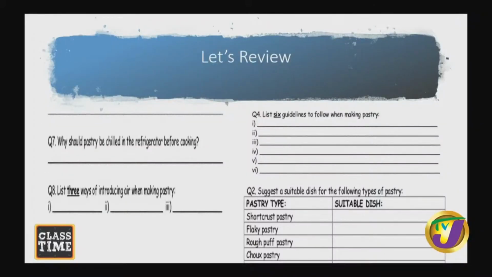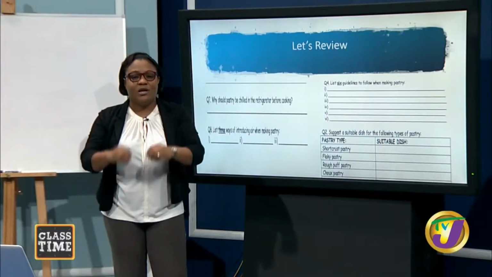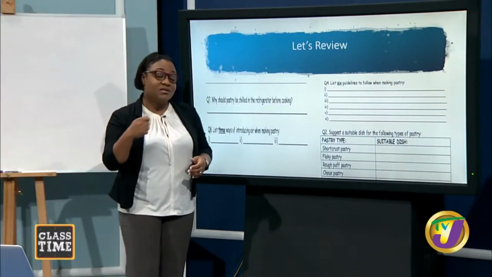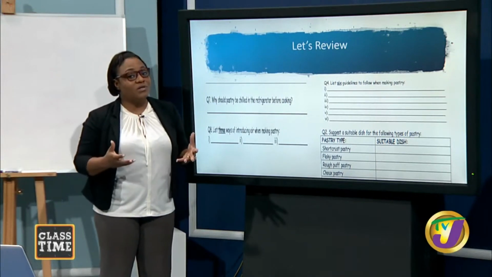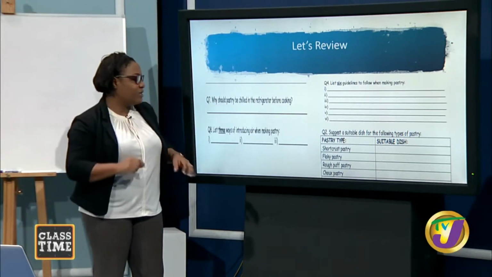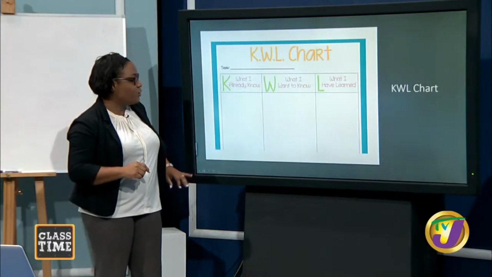How can we introduce air into pastry? 3 simple ways we mentioned before. Remember I said you can aerate it by using your fingers to cut the fat and lifting it up and down. You can do that. Or you can sift the flour, and some persons may add a little raising agent to the short crust.